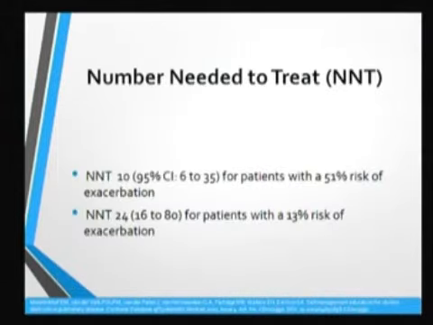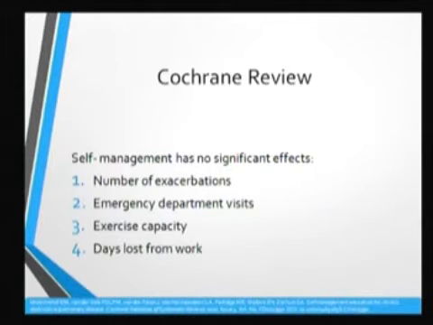The number needed to treat varies between 10 and 24. We need to educate 10 people who are at 51% risk of exacerbation to have one decrease in hospital admission, and we need to educate 24 people at 13% risk of exacerbation to have one decrease in hospital admission. The Cochrane review showed that self-management has no significant effect on the number of exacerbations, emergency department visits, exercise capacity, and days lost from work.